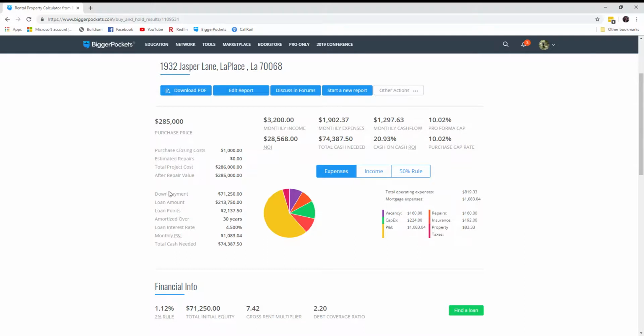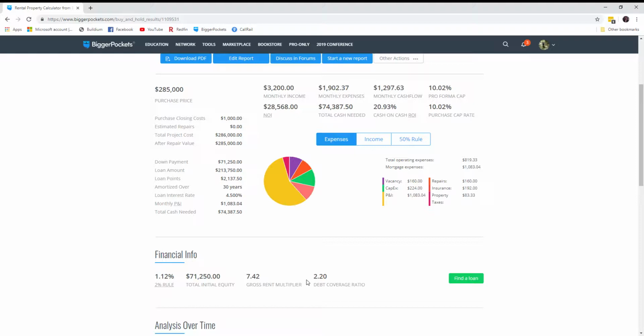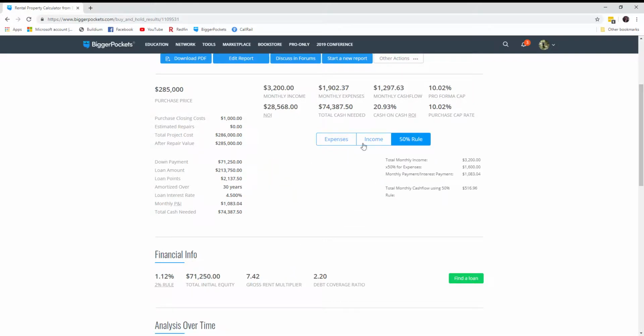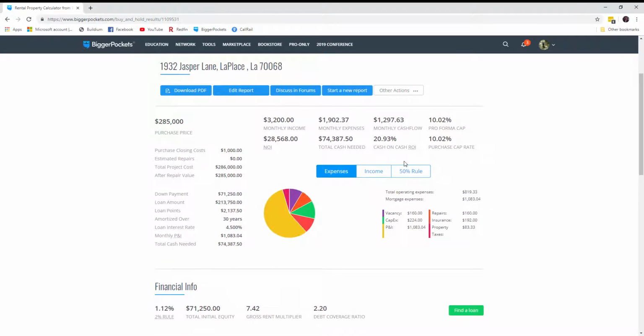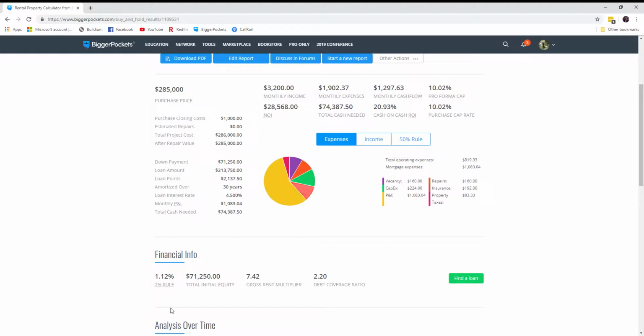On the left-hand side here, you'll see the breakdown of how much it'll cost to close and so on and so forth. I'm not really going into that. I'm just going over how I analyze them. Another thing some people look at is gross rent multiplier and the 50% rule. I don't care for them. If you're into that, you can do your own homework. I'm not really going to go over those. But anyway, those are different ways to analyze a property. Like I said, I'm looking at the cash on cash return and the 2% rule.